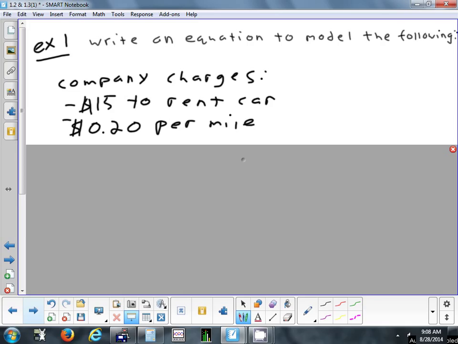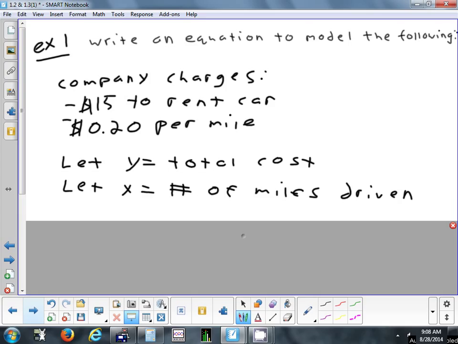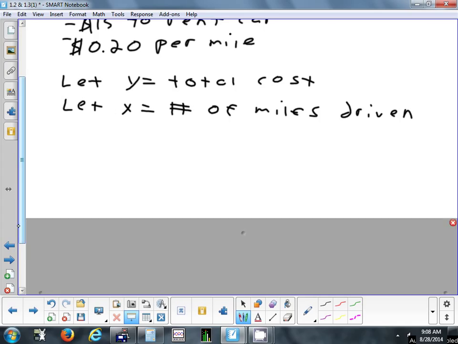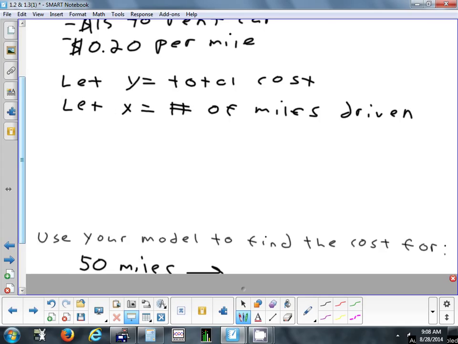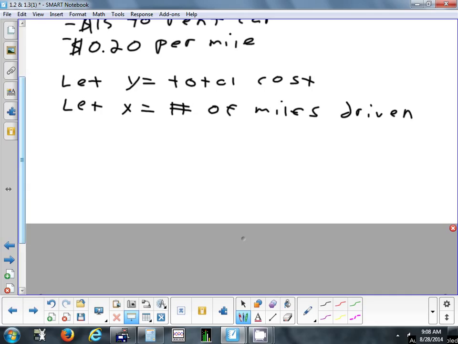Somebody else tell me what one of the variables is going to represent. Orlando? How many miles you drive. Right, one variable is going to be how many miles we drive. What about the other variable? Nicole? The total cost. Okay, so we'll let y equal the total cost, and we'll let x equal the number of miles that we drive. And then once we figure out what the model is, we'll use that model to find the cost for 50 miles of driving the car and then 100 miles of driving the car.